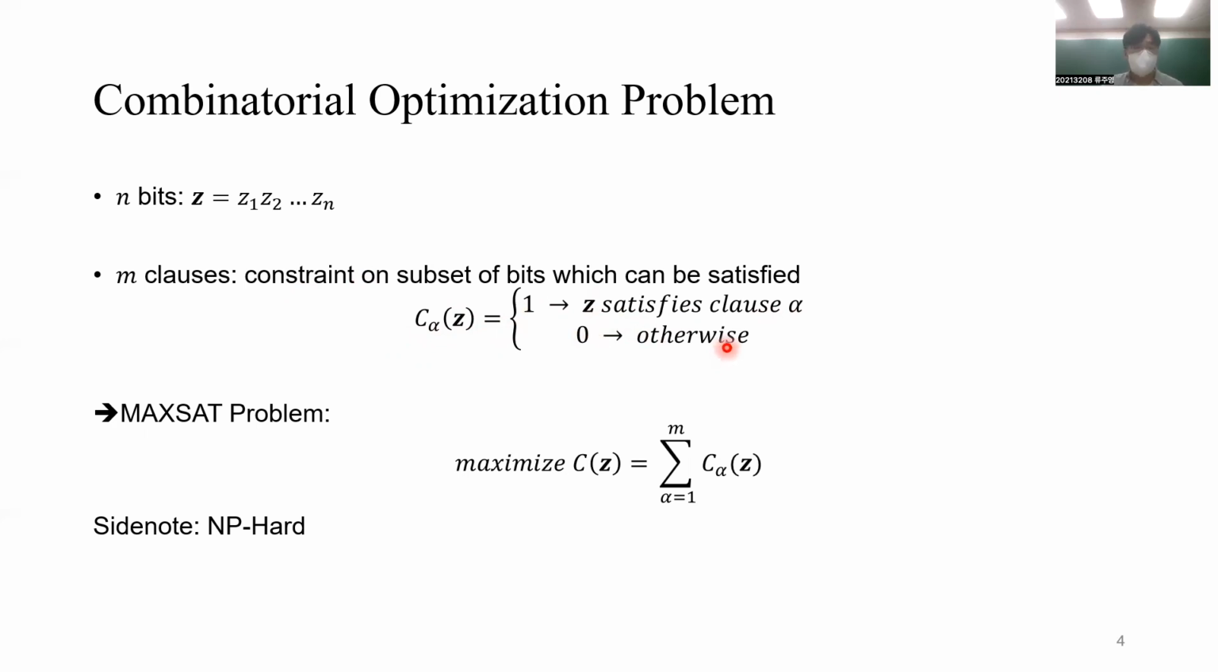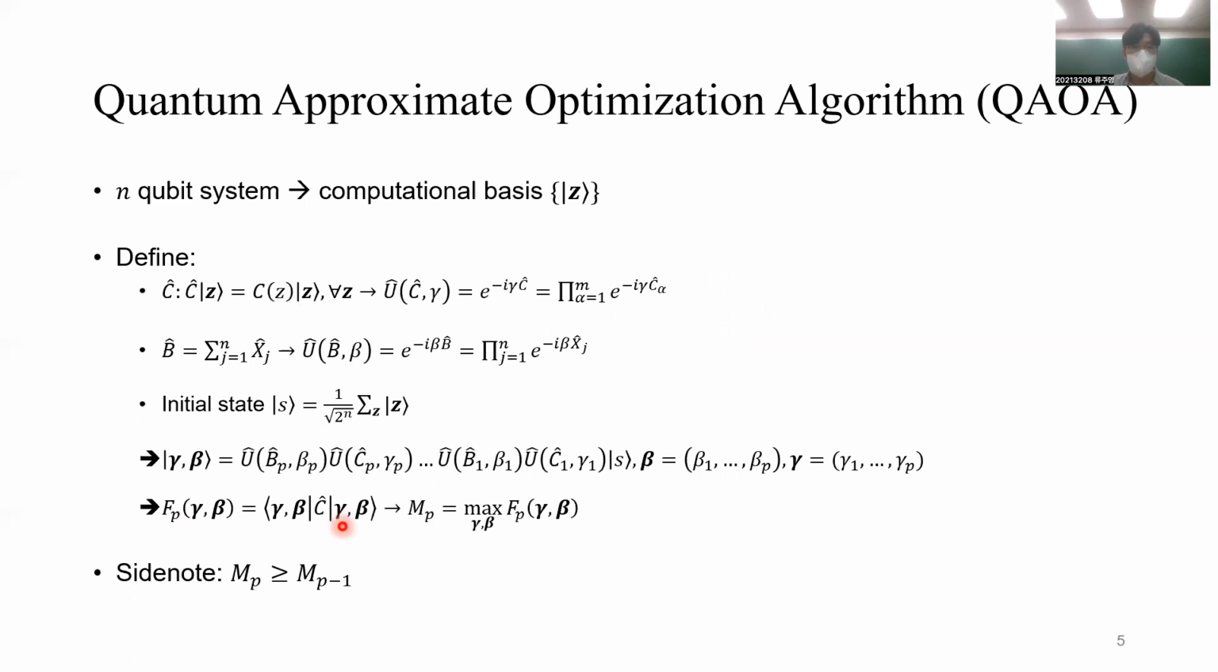Then we can define a Max-SAT problem. Like the name suggests, we just need to satisfy most of the clauses. So the problem is we want to maximize C(z), where C(z) is just the summation of multiple clauses. And actually, this is NP-hard. So QAOA is an algorithm that tries to approximately solve this optimization problem. I will be using QAOA instead of quantum approximate optimization algorithm from here on.